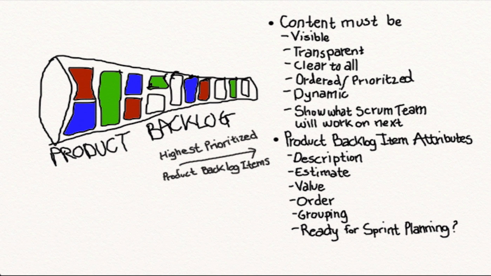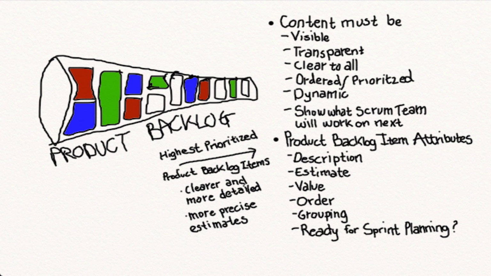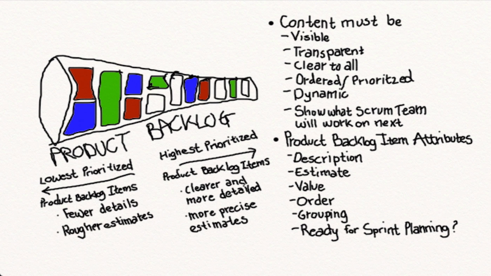In Scrum, we employ a strategy of giving most attention, most time in grooming, to the highest prioritized product backlog items. So the higher priority a product backlog item has, the clearer and more detailed the description should be, and the more precise the estimate should be. This makes sense as the highest prioritized items are the next ones that should be included in the coming sprint planning. And the opposite can be said for the lowest prioritized product backlog items. They have fewer details and rougher estimates. When changes in business requirements, market conditions, and technology occur, this will immediately affect the product backlog and its content.